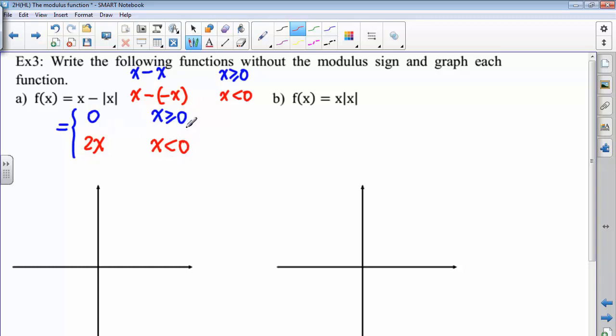The first piece is when x is larger than or equal to 0, the y value is 0. It's a horizontal line overlapping with the x-axis. But right now, the restricted domain is x should be positive or 0. So I only leave this part there.